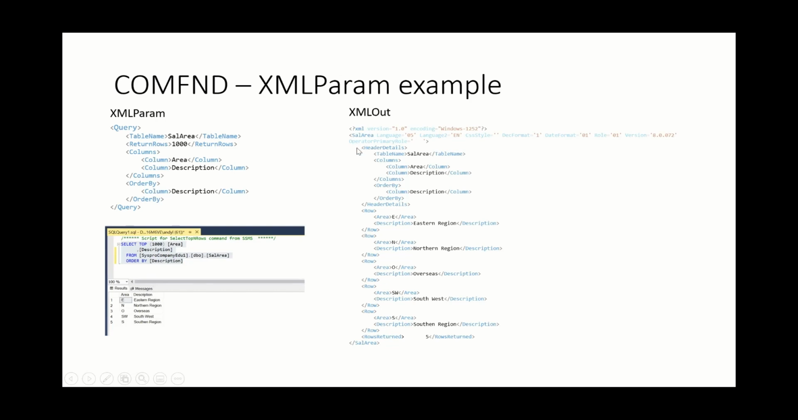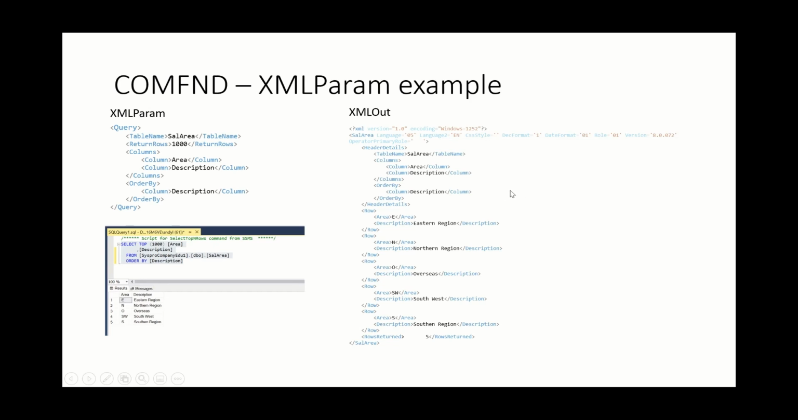So there's a header detail with the original query, and then you can see that each row of data with the columns in it is bound by row and end row elements. You could imagine, for instance, loading this into the DOM, picking up a node list of all the rows, and then iterating over all the rows and doing something with them, which is great.